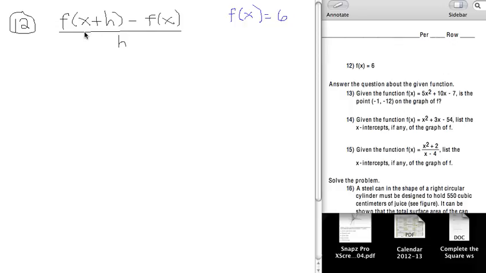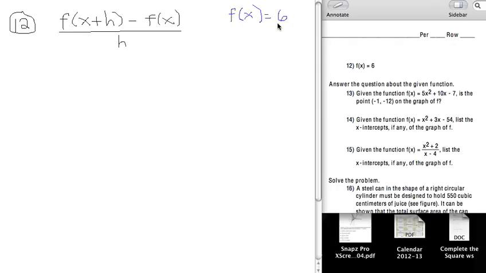Problem number 12 is asking you to evaluate this expression here, and this is called the difference quotient. This takes us way back to September of last year. Evaluate the difference quotient here, f of x plus h minus f of x all over h, for the function f of x is equal to 6. So there's a few different ways to approach this, and I'll try to help you with a few different ways to think about this problem.